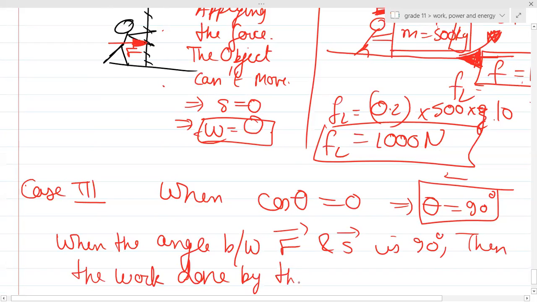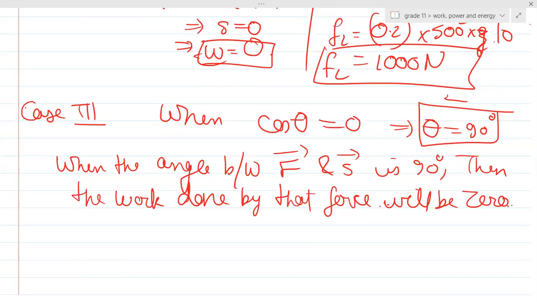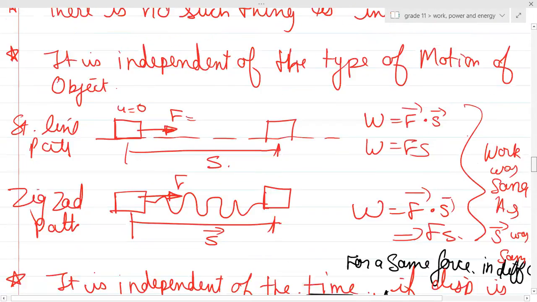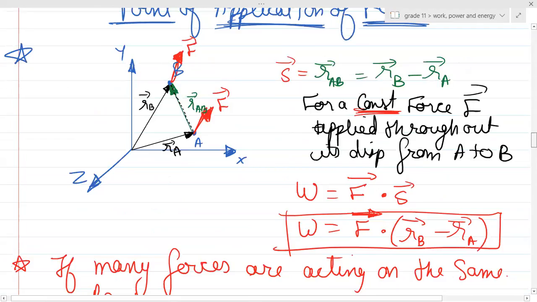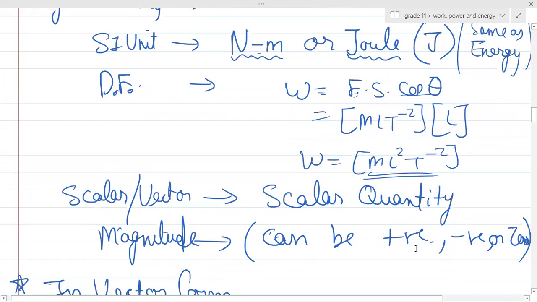Sir, wait. In vectors, where is work exactly? Sir, can you show on a graph? What do you need? Sir, the work vector. Work is not a vector. Work is a scalar quantity. We wrote it already. Oh yeah, of course. Sorry. Yeah. Scalar quantity can be positive, negative, or zero.